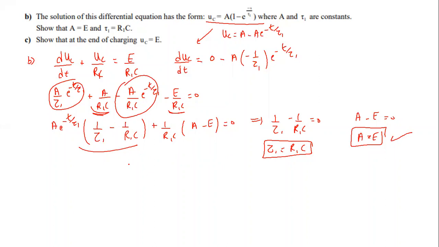Show that at the end of the charging, we have UC equal to E. So at the end of the charging, meaning t tends to infinity, I have UC equals, by substitution, E times e to the minus t over tau 1. With t equal infinity, e to the power minus infinity is 0, which means that UC equals E, and this is verified.